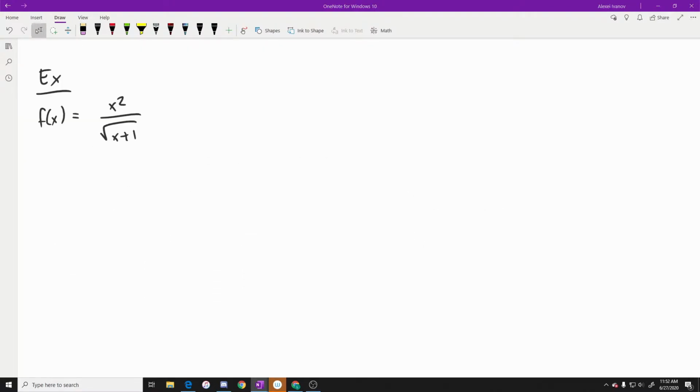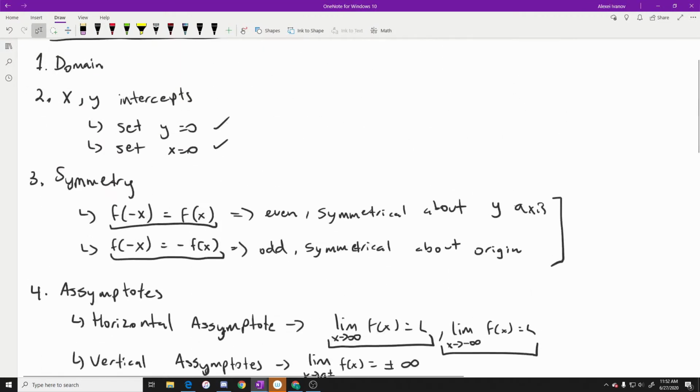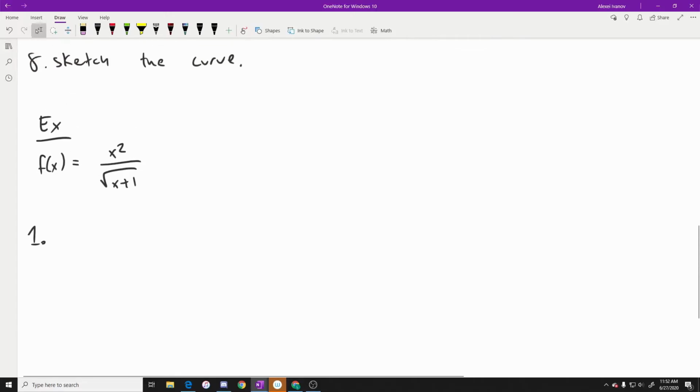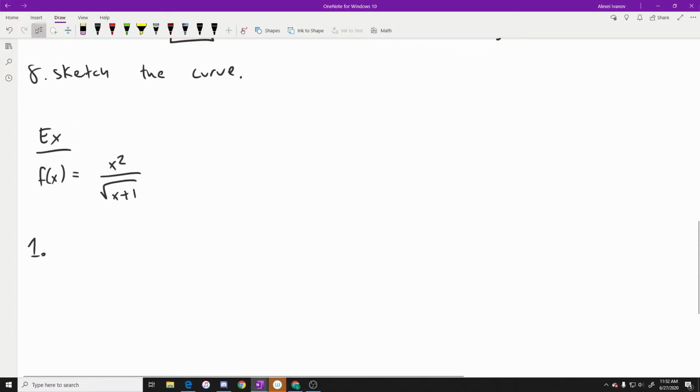So let's start off with curve sketching. The first part of curve sketching asks us to find the domain of the function. And just by looking at it, we can see that this is a rational function because it has a numerator and a denominator.